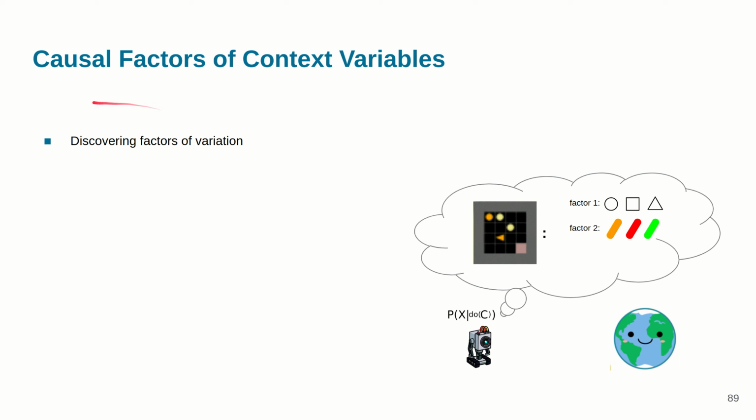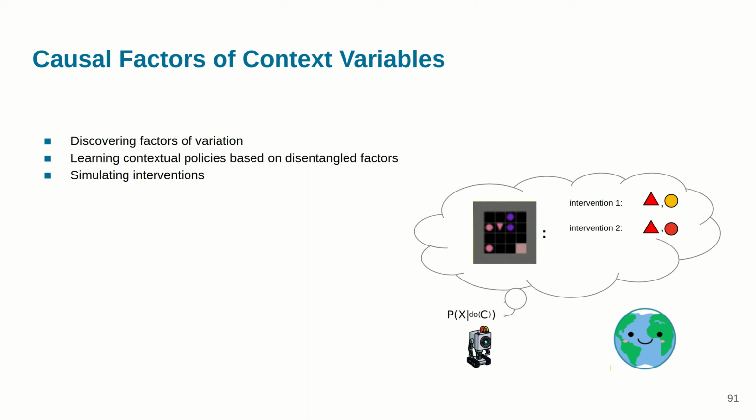So for this purpose, for building this mechanism into the agent, first of all, we use disentangled representation learning as before to discover the factors of variation that exist in the environment, and further use these as a context variable, as we did in Carla, to learn conditional policies. However, in addition to what we did before, we would like to incorporate a mechanism that allows the agent to simulate different interventions and discover which interventions have a causal relationship and which don't.